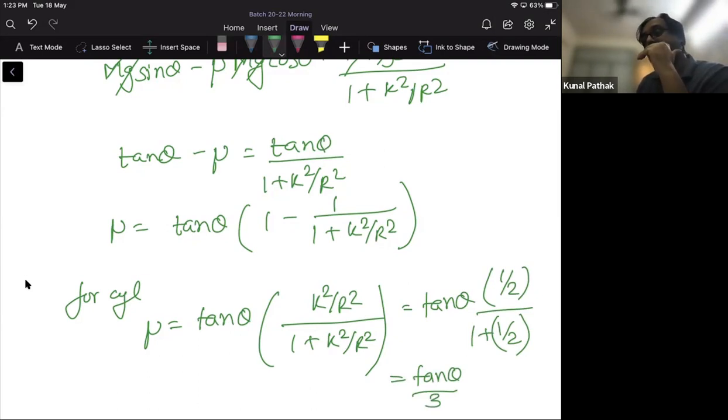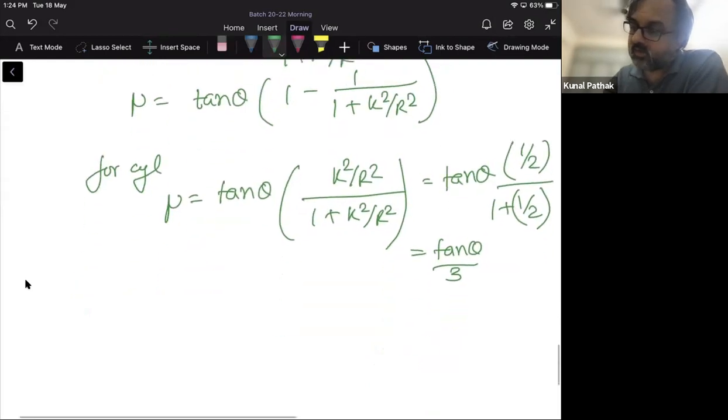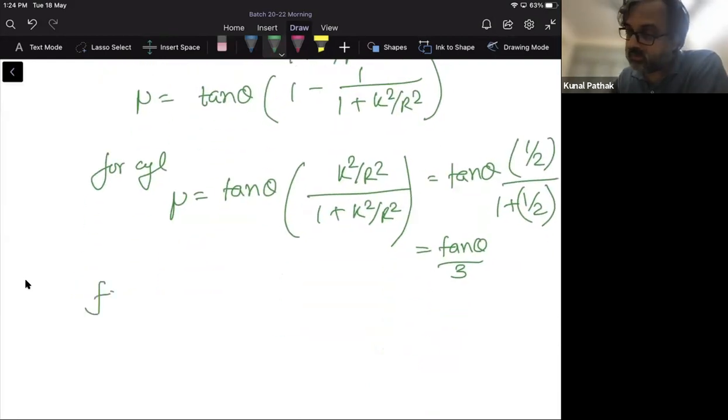This means that if I place a cylinder on an inclined plane like this, and if the value of mu is less than tan theta by 3, then it will not roll down purely; it will sort of roll and slide down, it will slip. And similarly you can work out, and you should, in your copies this should be written, for a hollow cylinder how much will it be, and for a solid cylinder how much.